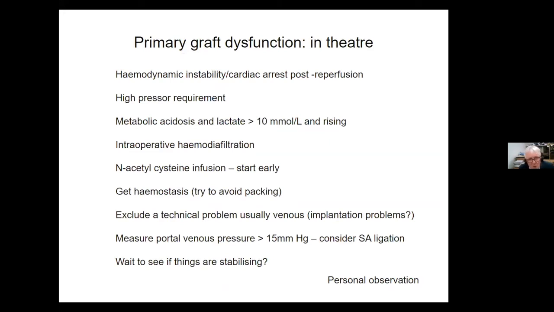So what happens if you've got primary graft dysfunction? Well, in theatre, you'll notice that you get hemodynamic instability. And in the most dramatic cases, you may have cardiac arrest post-reperfusion of the liver. Certainly, you'll notice the pressure requirement is high and is not coming down. But with all these things, you need to be quite patient. You need to try and ensure there's no bleeding and that there's a platform for the liver to stabilize and recover. So over time, you may start to see what are initially very high pressure requirements starting to stabilize and to come down.